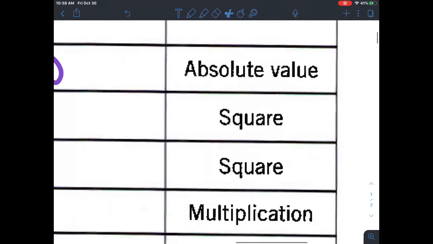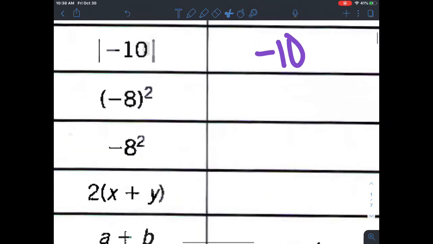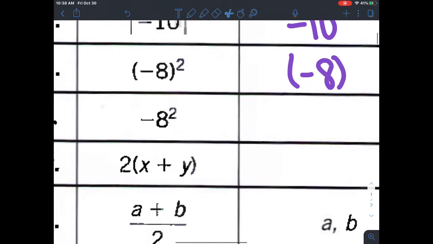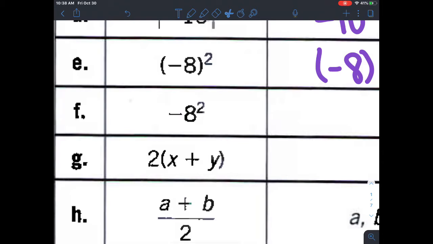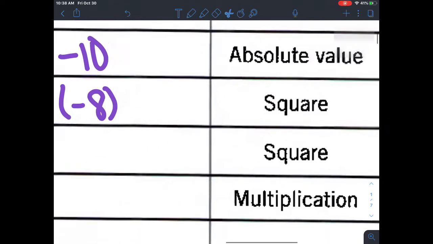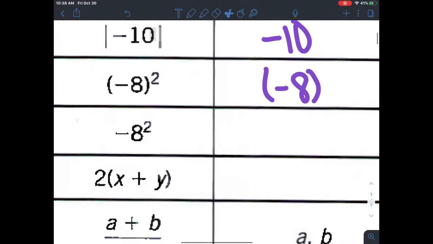We're looking at what are we squaring in this particular expression? We are squaring the -8, not to be confused with f, which is -8 squared. So what are we squaring in this one? Notice we had parentheses in the first one, no parentheses in the second one. We are actually just squaring the 8 in this one.